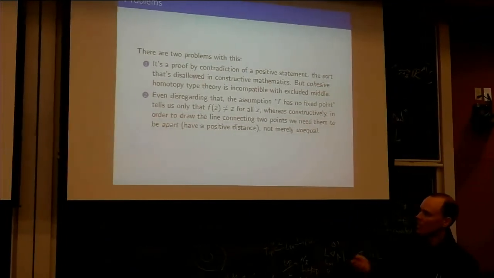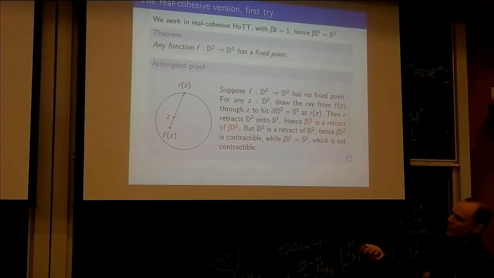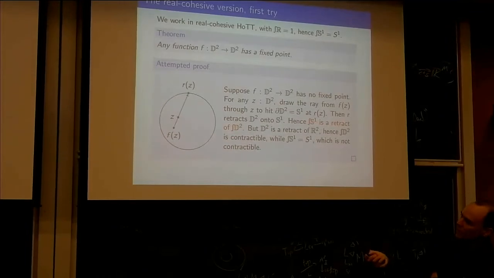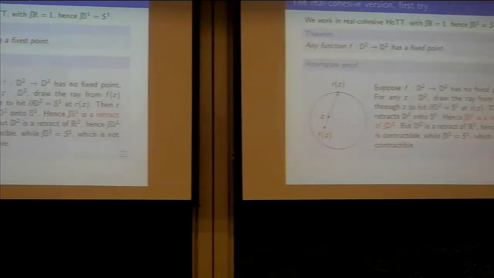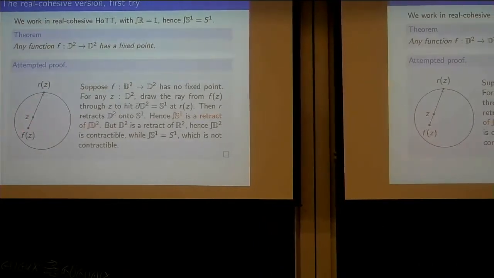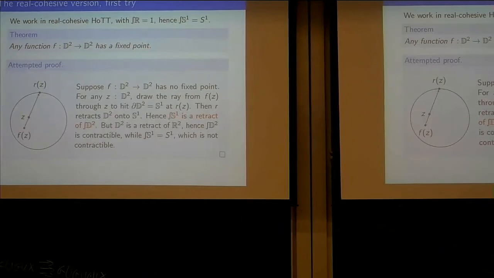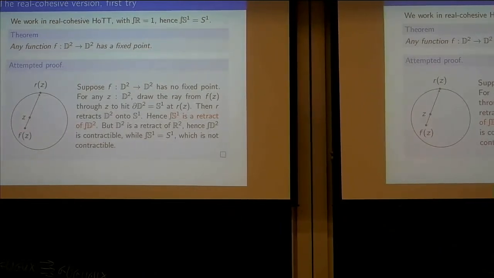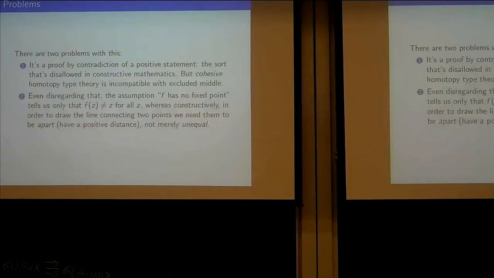There's an additional problem, which is a little bit more subtle, but if you're used to thinking about constructive analysis, you might notice it. In order to draw a line from f of z to z constructively, it's not enough for them to be not equal. I need them to be apart from each other at some positive distance. I mentioned this in a question this morning. But my assumption for contradiction only tells me that they're not equal to each other. So the way we fix this is basically by fiat.